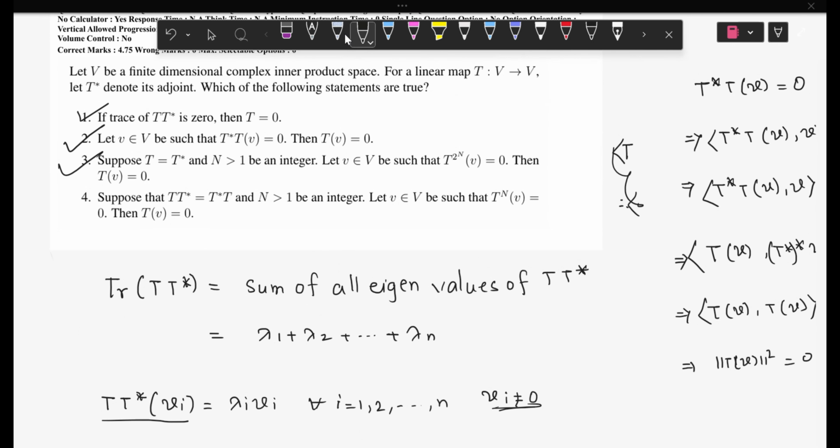For option number 4, note that T star equals T star T. So again, in a similar manner, you can show that by considering a basis of V where each vector is an eigenvector, T to the power n of V equals 0 implies T of V equals 0. So option 4 is again a correct option. So that's all about this question. Now we are moving on to the next question.